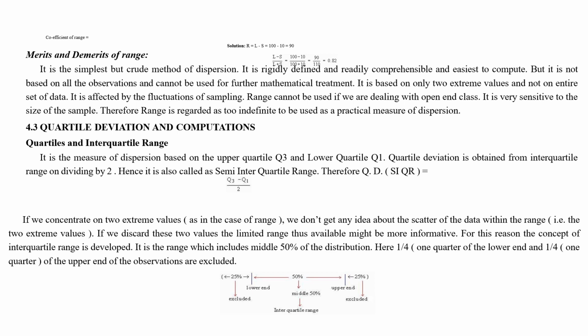Okay, so if we don't use it practically, what do we use? Quartile deviation and computations. Quartiles and interquartile range. It is the measure of dispersion based on the upper quartile Q3 and lower quartile Q1. Quartile deviation is obtained from the interquartile range by dividing by 2. Hence, it is also called the semi-interquartile range. That is Q3 minus Q1 divided by 2. The middle part is called the interquartile range.